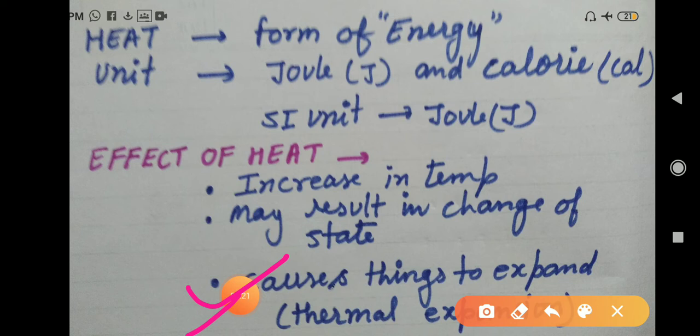Now, this expansion may take place in solids, in liquids, and in gases. Heat gives the particles of a substance more energy, which enables them to move faster and away from one another. Then the particles take more space and increase the volume of the substance, and this is called expansion. This is called thermal expansion, or simply expansion. Then I can give you some examples of expansion.